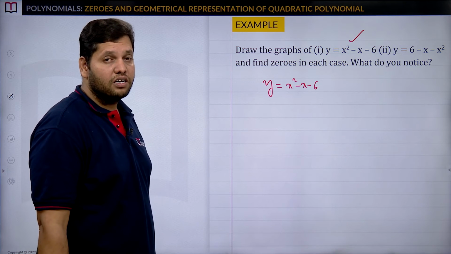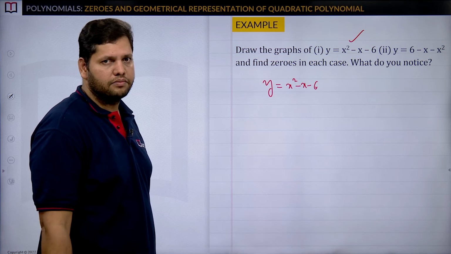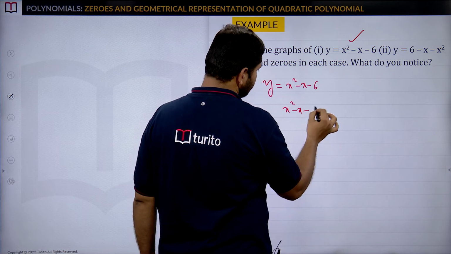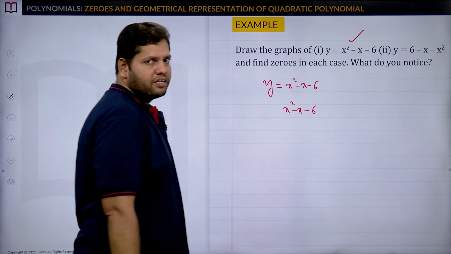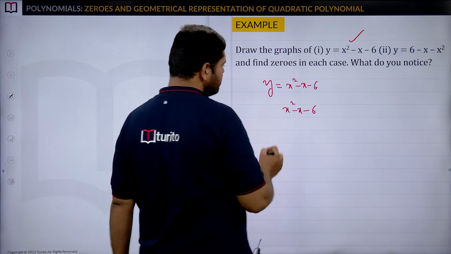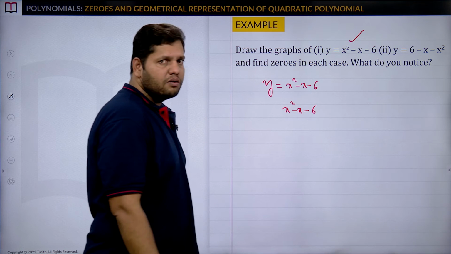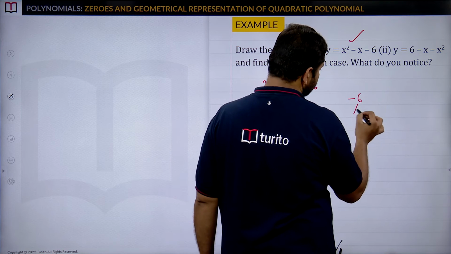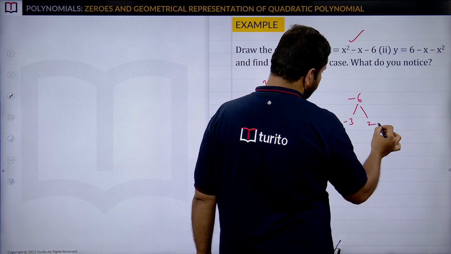Children, first find the zeros of the polynomial theoretically. So how can we find it theoretically, children? So x square minus x minus 6. First factorize this. Factorizing means the x square coefficient is what? 1, and the constant is what? Minus 6. So how can we split 6, children? Minus 6 we can write as minus 3 into 2.